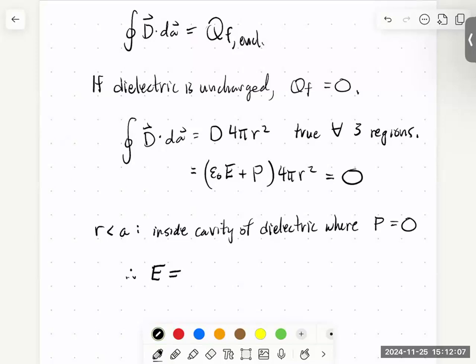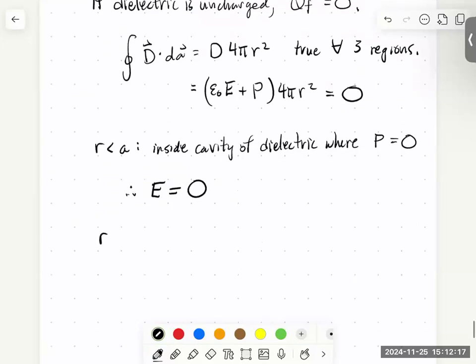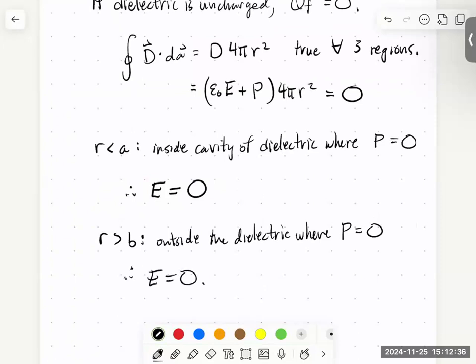Yeah, epsilon naught E plus 0 is equal to 0. I can divide by the 4 pi r squared. It doesn't matter. It's just 0, right? Okay. Let's say R is bigger than B. So this is outside the dielectric, where P is also equal to 0. And we're going to find E equals 0 again.